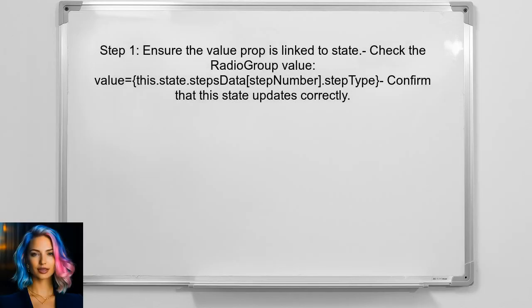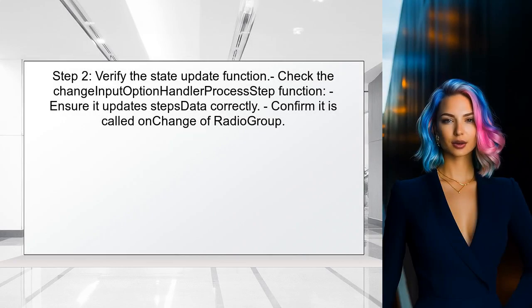To address the issue with the radio buttons not updating visually, the user should first ensure that the value prop of the radio group is correctly linked to the component's state. This means checking that the state is being updated as expected. Next, the user should verify that the change input option handler process step function is correctly updating the state. This function should be called when the radio button selection changes.